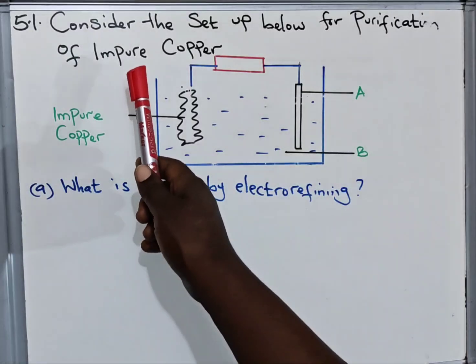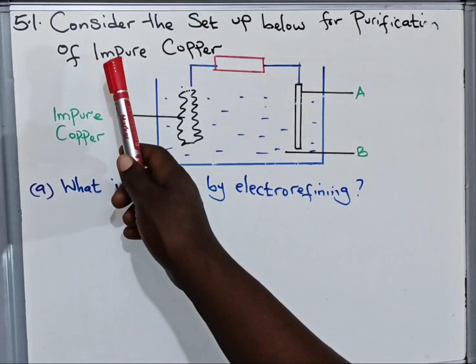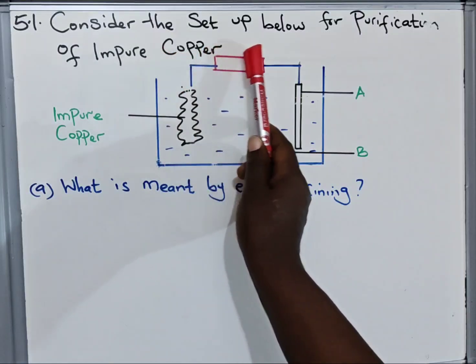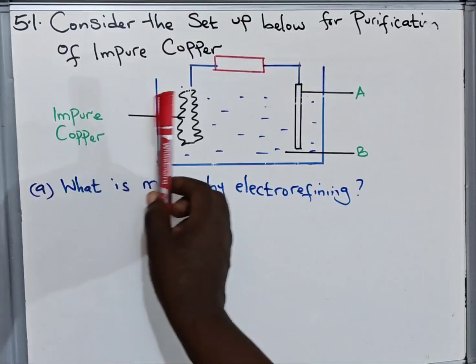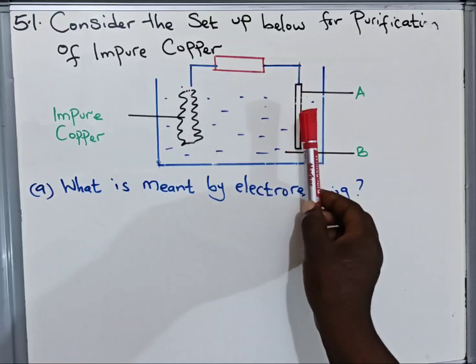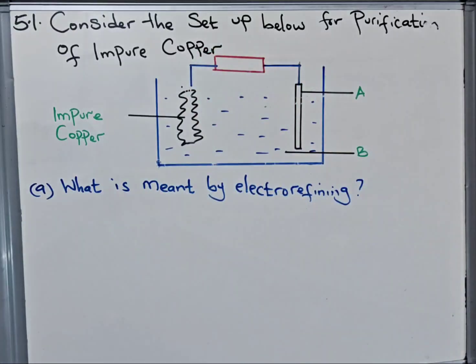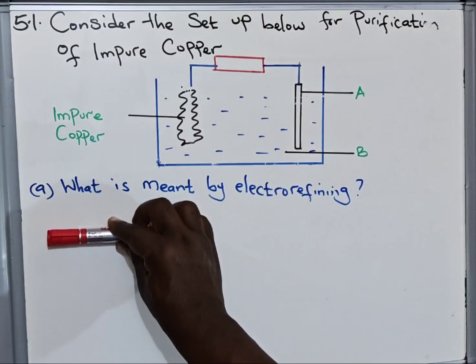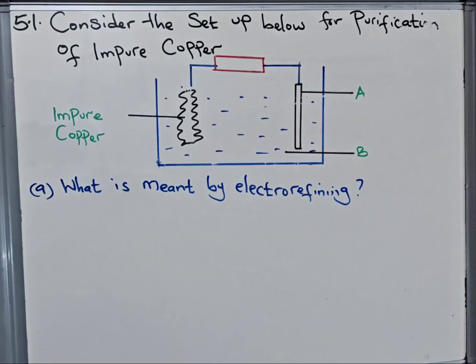Today we are looking at this question. It comes from electrochemistry. The statement reads: consider the setup below for purification of impure copper. This is the setup. You're having impure copper here. We have electrode A and B and the energy source. Then the question says, what is meant by electrorefining?